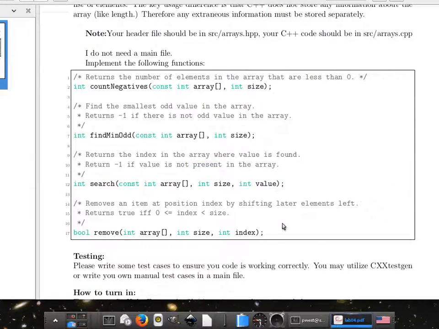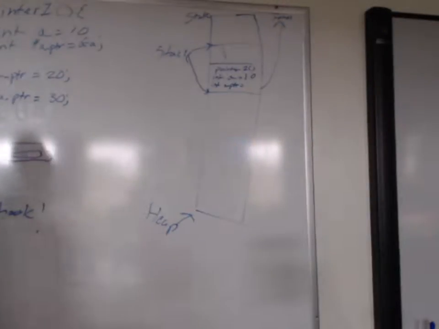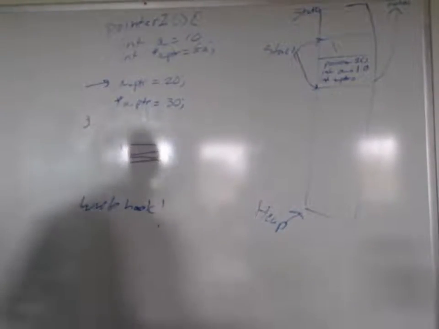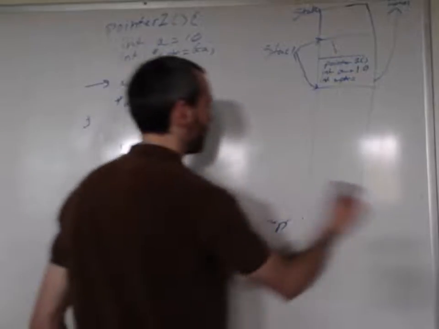All right. Here's the last one. We tried. Removes an item at position index by shifting later elements left. Returns true if and only if 0 is less than or equal to index, less than or equal to size. What does that mean? Well, that means it can only occur if it is actually a valid location, a valid spot in the array. True. So let's go ahead and do an example.